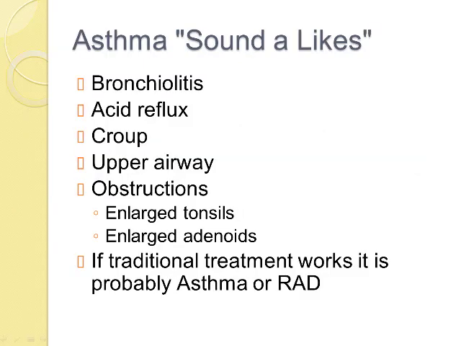Some asthma mimics or sound-alikes: bronchiolitis, acid reflux. Yeah, you can have acid reflux in an 8-year-old, sure. Croup, yeah, possible. Upper airway, maybe. Obstructions. Do they still have their tonsils and adenoids? A lot of us don't look in the mouth to see if we see anything in the oropharynx, but if you do take a peek in there, do they look enlarged and white, and do they have the adenoids as well?